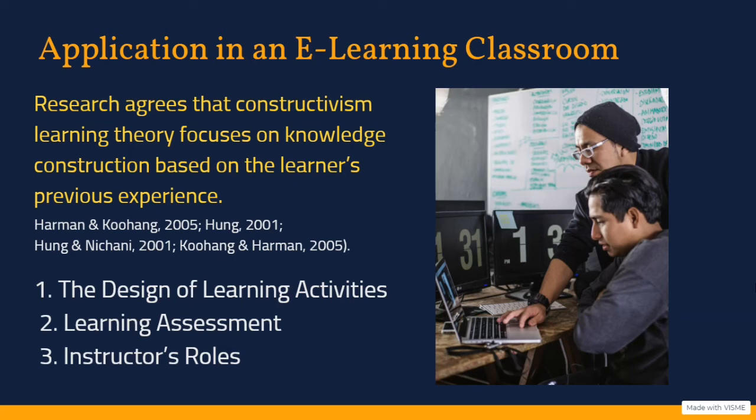In Kuhn's model, the design of learning activities included collaboration, cooperation, multiple perspectives, real-world examples, scaffolding, self-reflection, multiple representations of ideas, and social negotiation. The learning assessment elements consisted of instructor assessment, collaborative assessment, and self-assessment. The instructor's roles were coaching, guiding, mentoring, acknowledging, providing feedback, and assessing student learning.